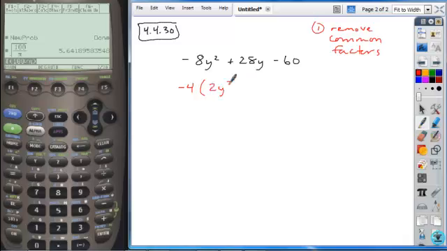Okay, so you get 2y squared. When you take out a -4 from this second term, you're left with a -7y. And when you take out a -4 from the last term, you're left with a +15. Okay, so now you have this form.